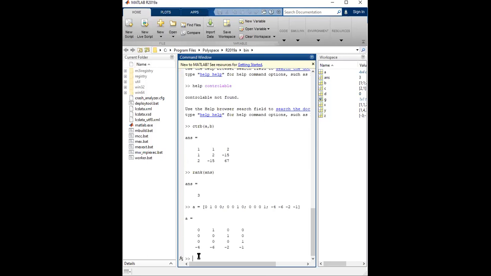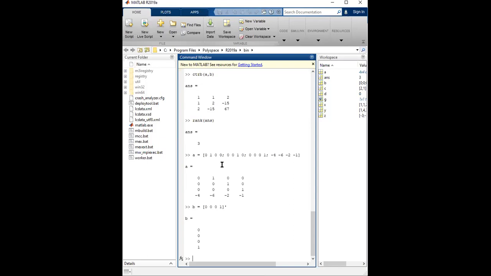B is equal to 0, 0, 0, 1, and we have to put a bracket, apostrophe. And C is equal to 1, -5, -2, -4.